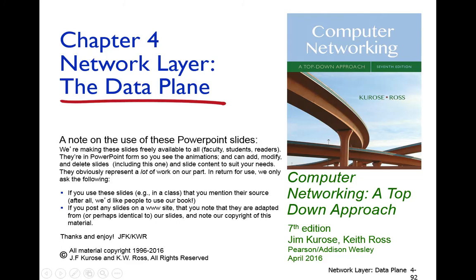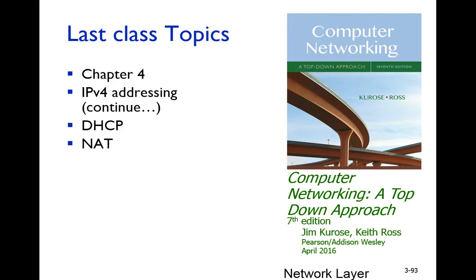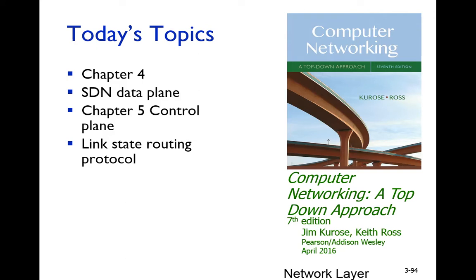Okay, we are going to continue chapter number 4, network layer, the data plane. In last class we discussed IP version 4 addressing, and then we discussed the DHCP protocol and how NATs work. So today we are going to discuss the data plane for SDN networks, and then we would like to start chapter number 4, the control plane. By starting the control plane, we would like to discuss and describe the link state routing protocol.